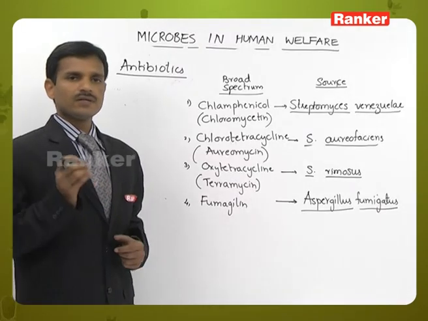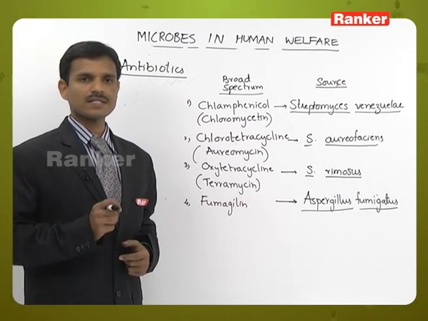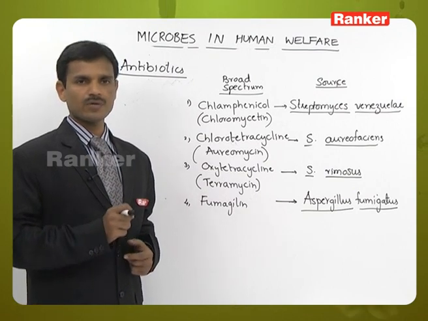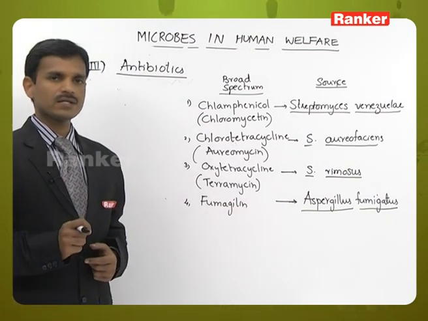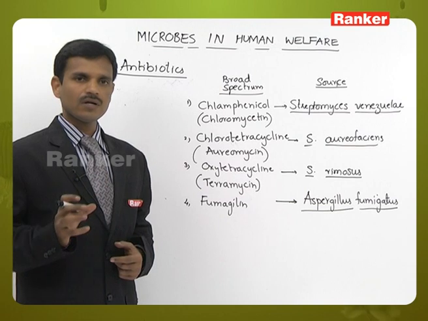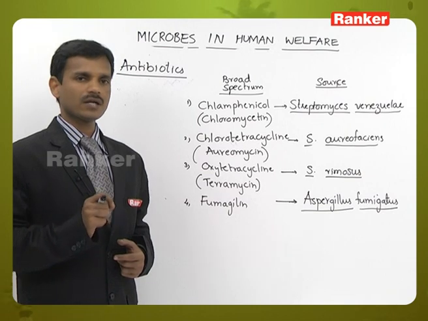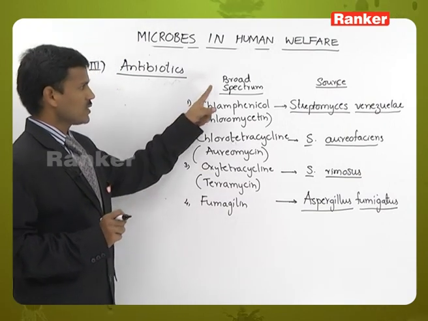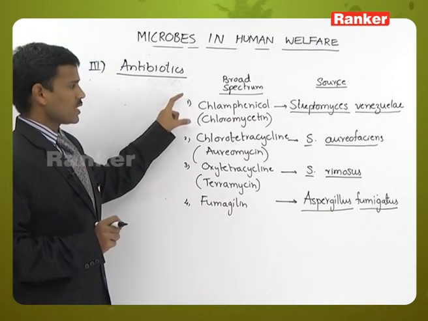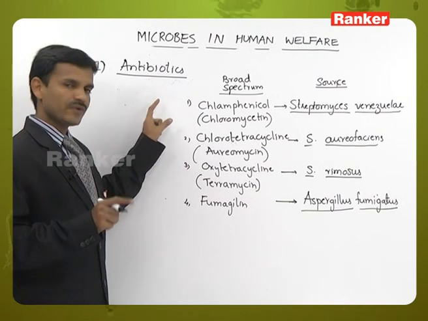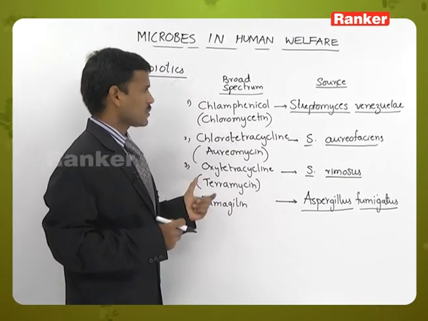So, there are two types of antibiotics. One is broad spectrum antibiotics, and the second is specific or narrow spectrum antibiotics. Broad spectrum means the antibiotic kills different types of organisms. The pathogenic microbes are killed by these antibiotics. Here, all these are broad spectrum antibiotics, which kill a number of pathogenic microbes, different groups of pathogenic organisms.